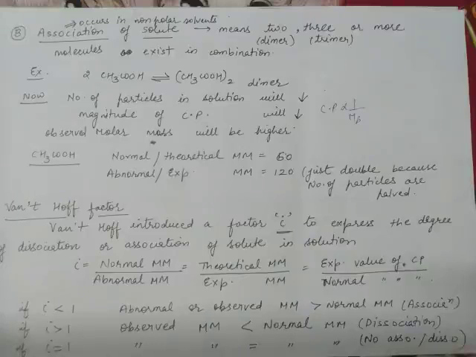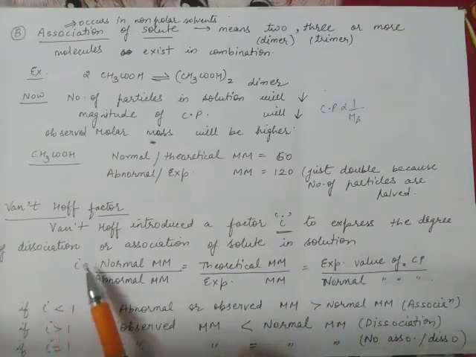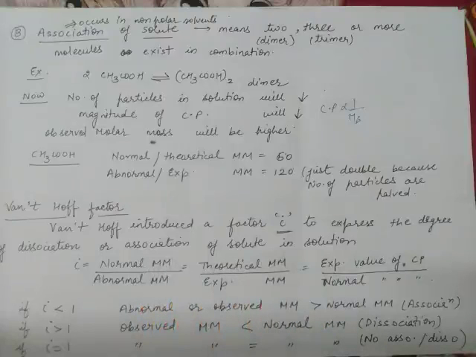Now how to solve this problem? Is this clear? Because mostly the solute particles may associate or dissociate in the solution, we will use the Van't Hoff factor here. And what is the Van't Hoff factor? Van't Hoff introduced a factor i to express the degree of dissociation or association of solute in the solution. It is nothing but the ratio of normal molar mass to abnormal molar mass.